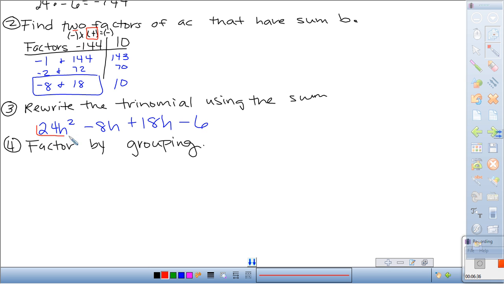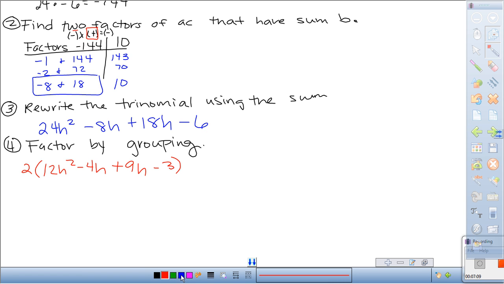So I'll first factor 24h squared minus h. What's the GCF? Oh, actually, even before we do that, we always have to check and see if there's a GCF for all 4 of our terms, and there most certainly is. We can divide all of these by 2. So first I'm going to pull out a 2 and then rewrite it. So 2 times 12h squared gives you 24h squared. 2 times negative 4h gives you negative 8h. 2 times 9h gives you 18h. And 2 times negative 3 would give you the negative 6.